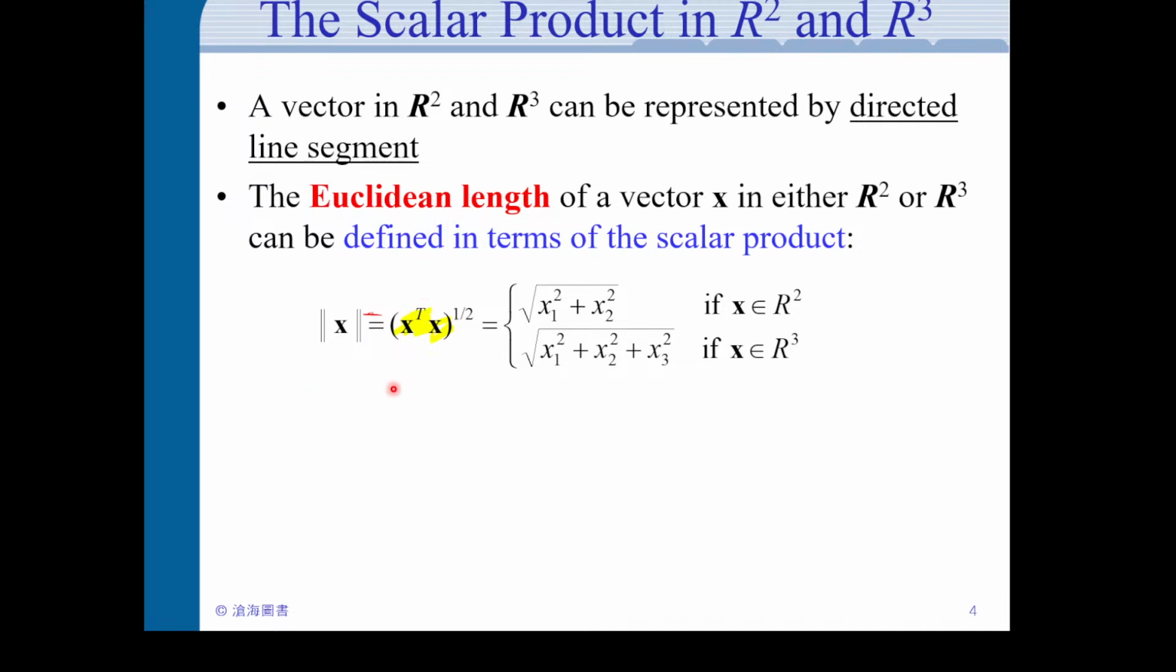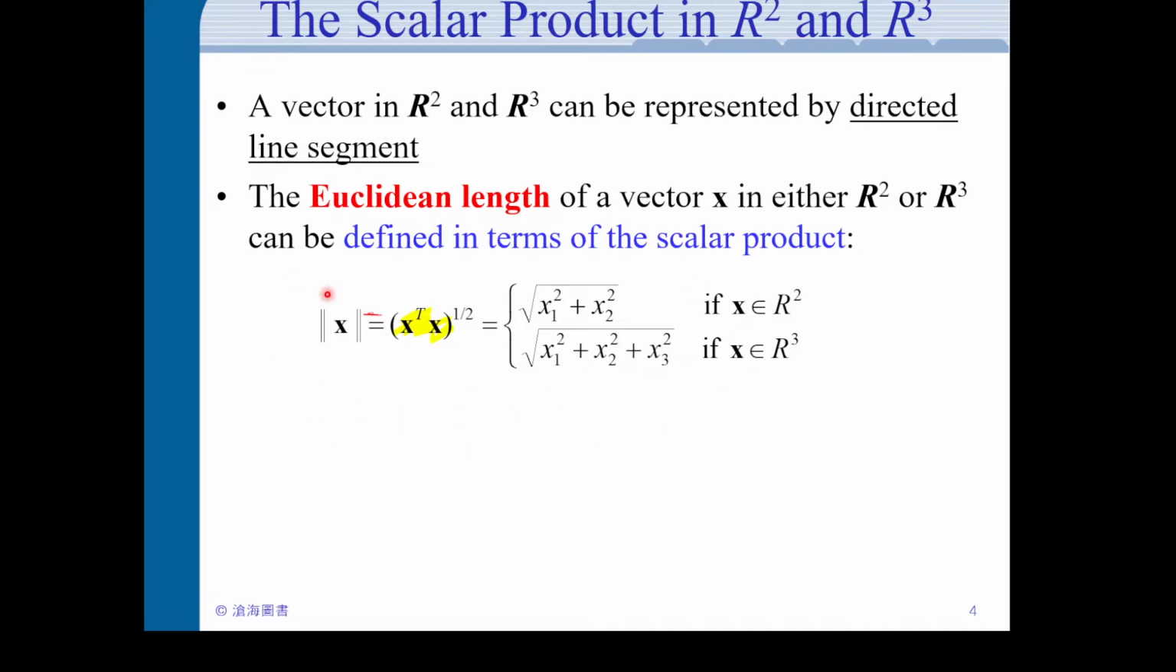And we write down the formula. If x equals x1, x2 or x1, x2, x3, when they are in R2 or R3, then you work out the formula. You see that this is the square root of x1 squared plus x2 squared, or the square root of x1 squared plus x2 squared plus x3 squared.